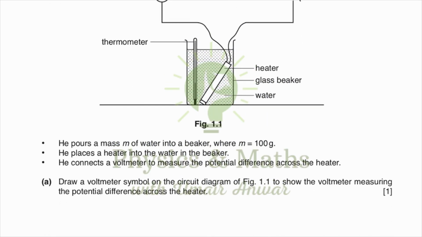He pours a mass m of water into the beaker where m is equal to 100 grams. So 100 grams of water is added into the beaker for this investigation. He places a heater into the water in the beaker. So there is a heater over here. He connects a voltmeter to measure the potential difference across the heater. So the potential difference across the heater is to be measured.